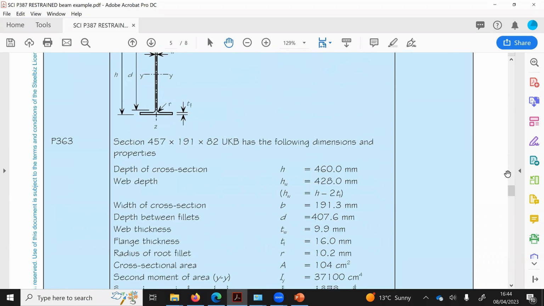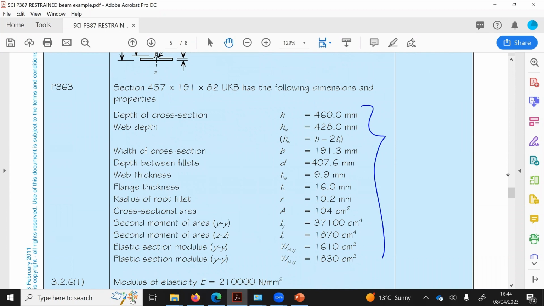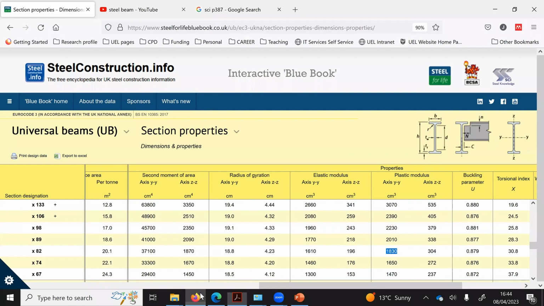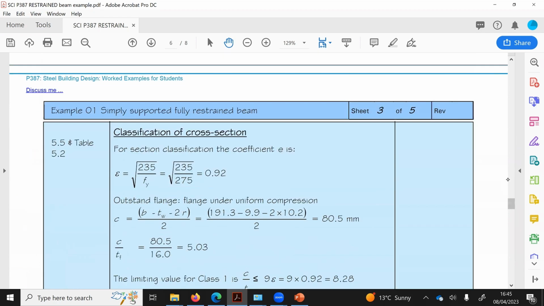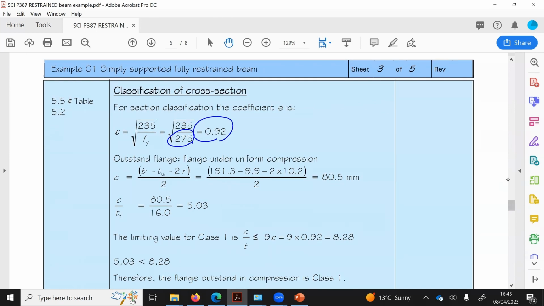Now, these are all the section properties that we have got from section table or Tata Steel Interactive Blue Book. Simply type in steel for life in Google, it will come up as this. Modulus of elasticity for most of steel is 210 gigapascal. So firstly, we have to classify the section. So epsilon is 235 over Fy. Fy is 275. We get value of epsilon as 0.92.